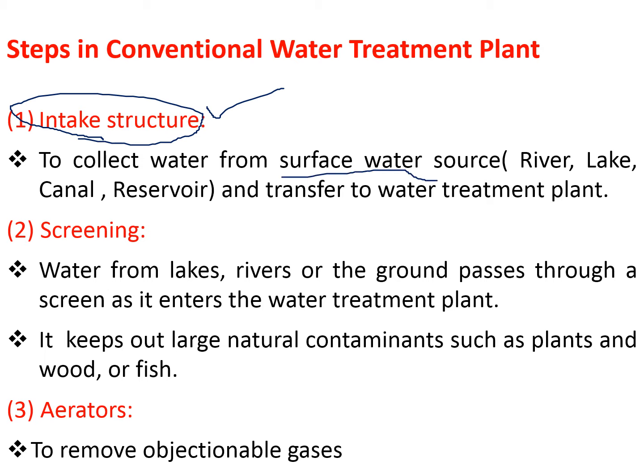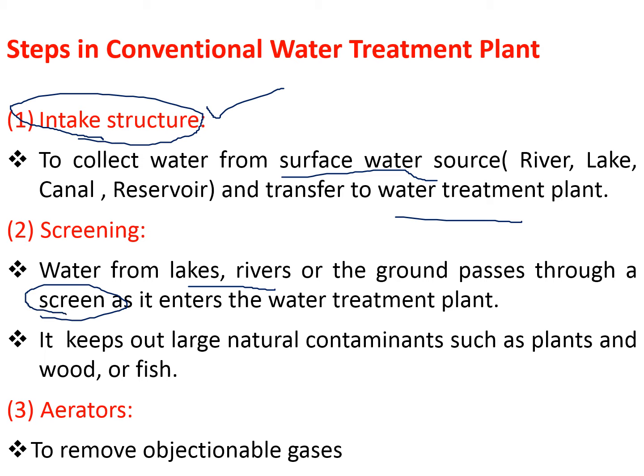So whatever the well or collection structure which is constructed in water sources such as river, lake, canal or reservoir, it has to convey the water to the water treatment plant. Basically the function of the intake structure is to collect water from the surface water source and transfer it to the water treatment plant. The next is screening. Generally this surface water source may have some large floating impurities, so before applying it to any water treatment plant, they have to be removed with the help of screens.